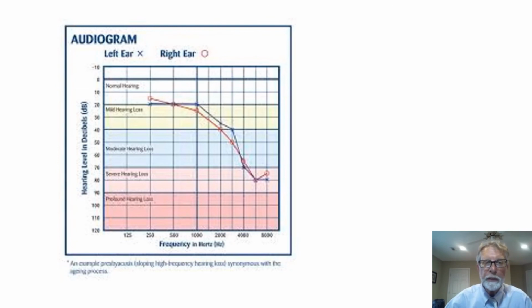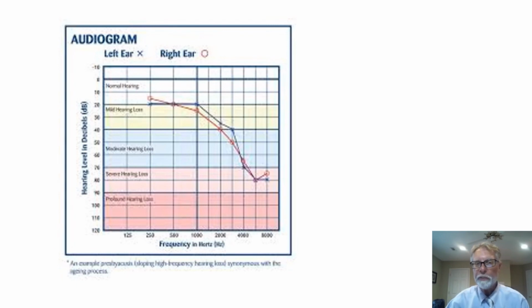And then look at this, from 20 to 40 is considered a mild hearing loss, okay? From 40 through 70 is a moderate hearing loss. 70 to 90 is a severe hearing loss. And then above 90 is a profound hearing loss. Some audiometers actually go up to 120 dB HL, and that's a profound hearing loss.